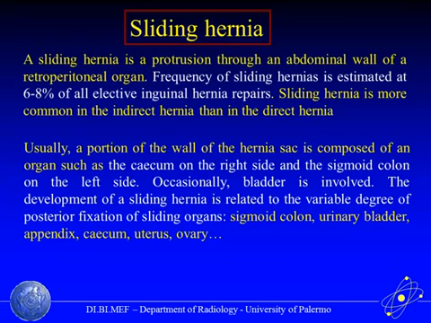Sliding hernia. What is a sliding hernia? A sliding hernia is a protrusion through an abdominal wall of a retroperitoneal organ. The frequency of sliding hernias is about 6–8% of elective inguinal hernia repairs, and sliding hernia is more common in the indirect hernia than in direct hernia. Usually, a portion of the wall of the hernia sac is composed of an organ such as sigmoid colon, urinary bladder, appendix, cecum, uterus, and ovary.